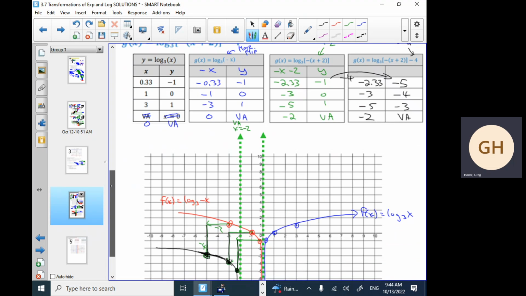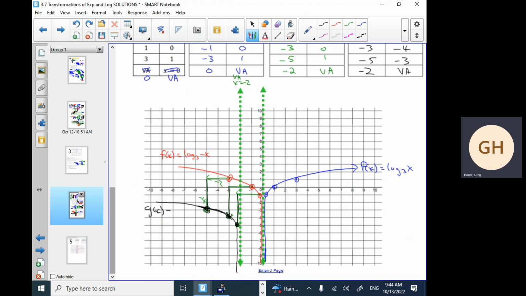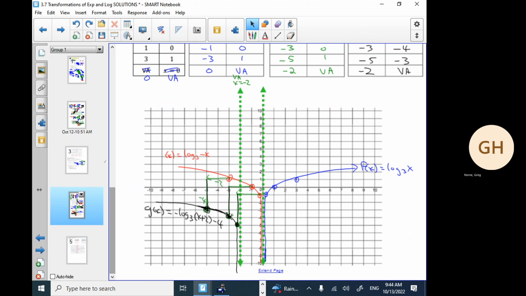This is the bottom here. So these are actually g of x, right? So g of x is log base 3 of x plus 2, minus 4. Let me change these things. Oops, the negative is inside. Log base 3 of negative x plus 2.